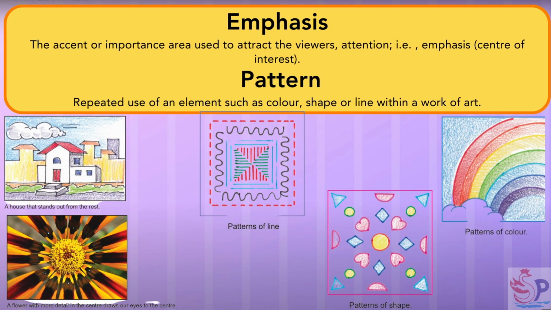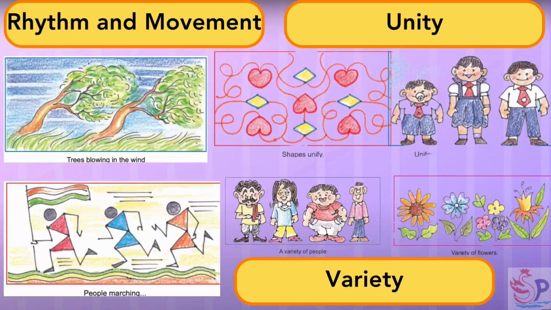Emphasis. The accent or important area used to attract the viewer's attention, that is, emphasis, center of interest. Pattern. Repeated use of an element such as color, shape or line within a work of art. Rhythm and movement. Unity. Variety.